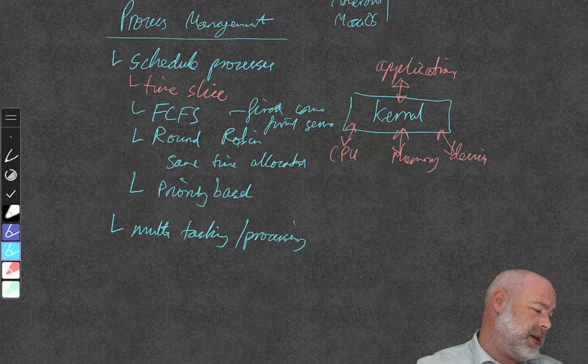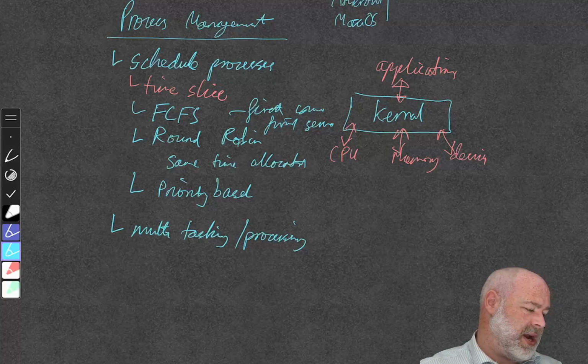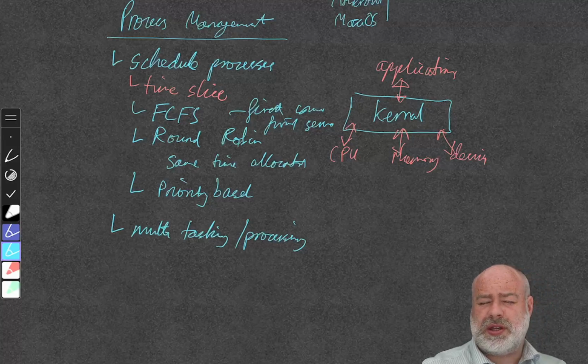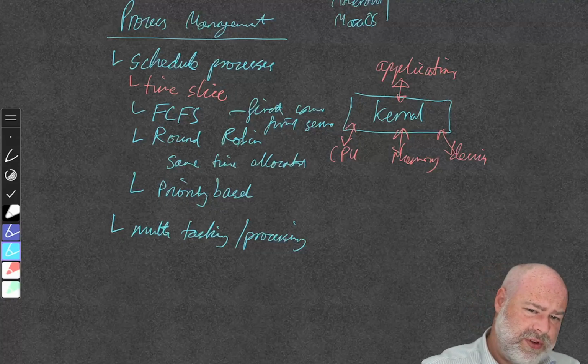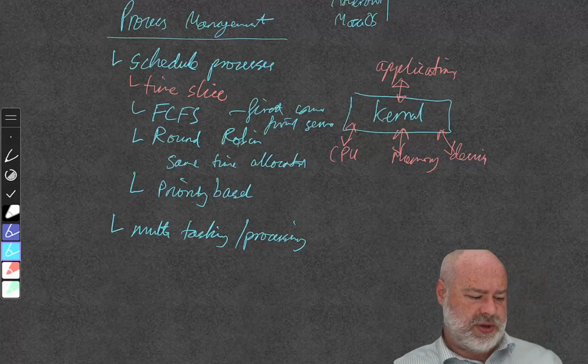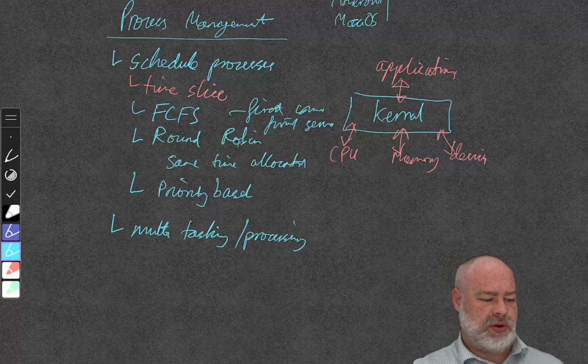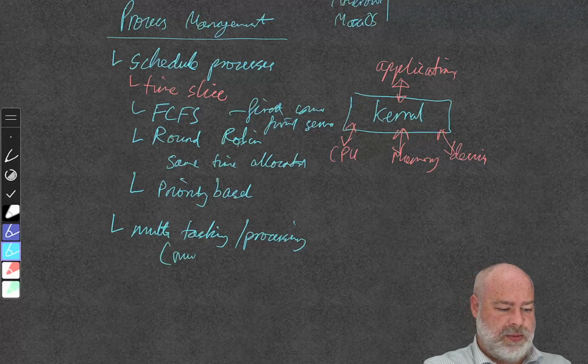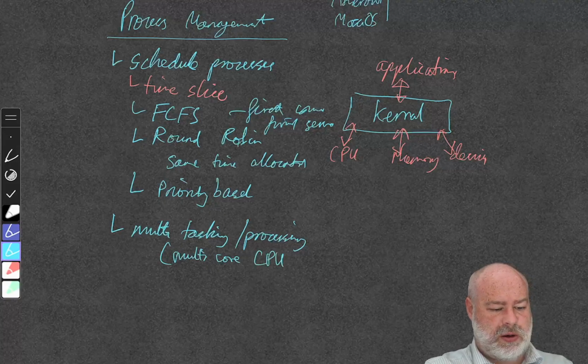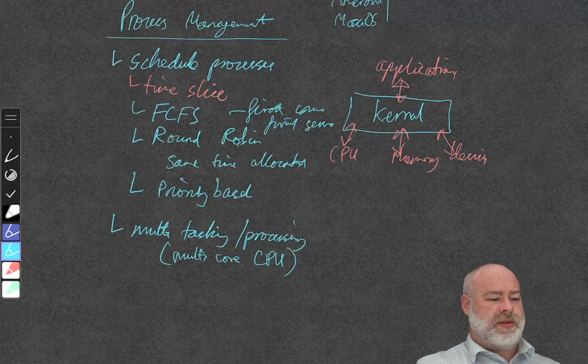And that might be managing how processes could be done concurrently. And of course, that can only be done if you've got a multi-core processor. You have to have a multi-core processor to do that. So I'll put in brackets here, multi-core CPU. That's the only way that that's going to be working.